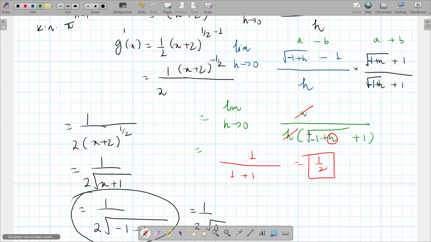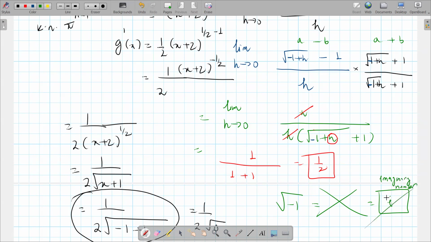Can you take the square root of a negative 1? What's the square root of a negative number? You can't do this. It's i, okay, but we don't care about that. This is complex numbers. We don't do this at this level. But yeah, you can't take the square root of a negative number. We got a 0 in the denominator, cannot have a 0 in the denominator.